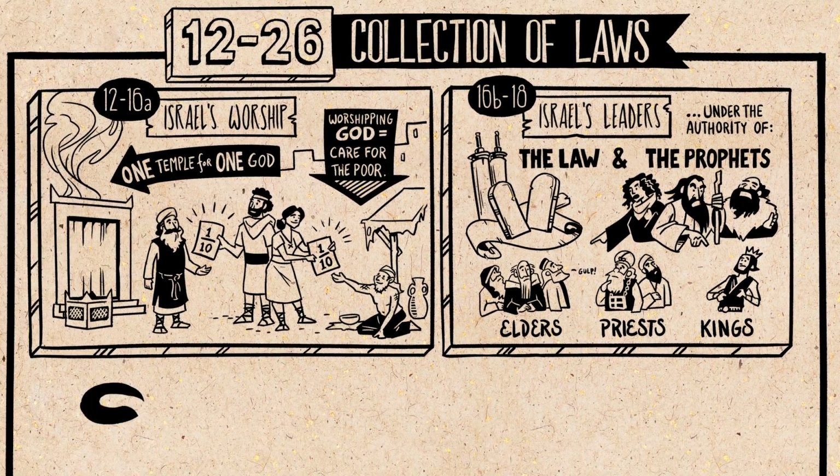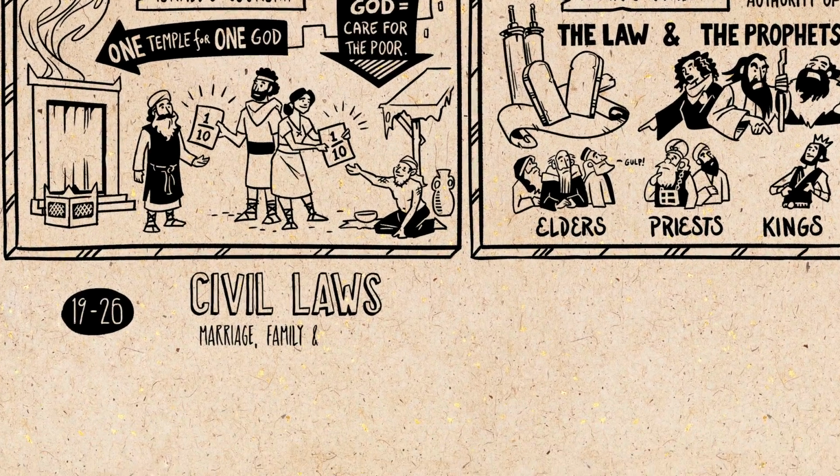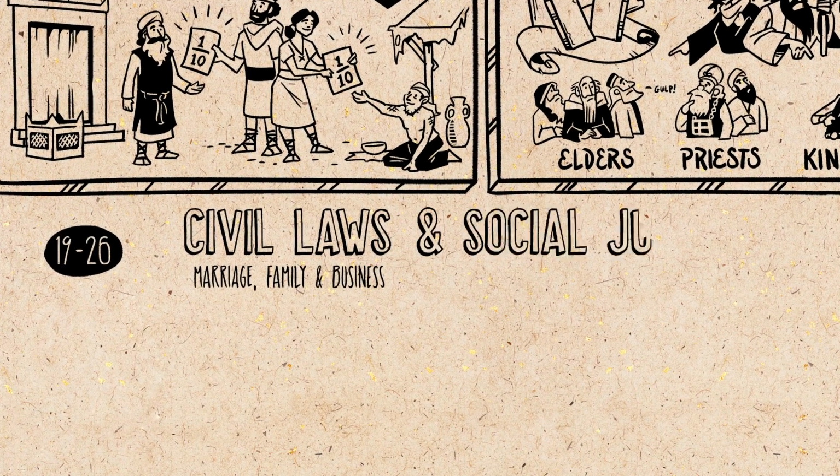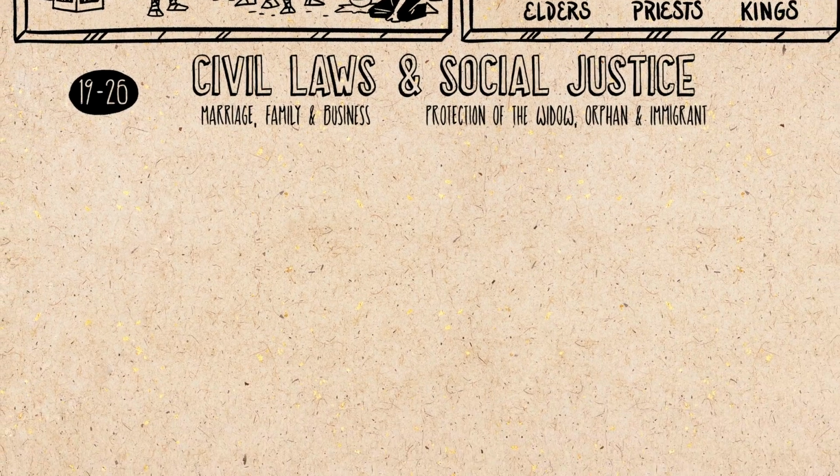Following this is a large section of laws about Israel's civil life, so rules about marriage and family and business, and also about social justice, about their legal system and how it was to protect widows and orphans and immigrants. And then these are concluded by more laws about worship.